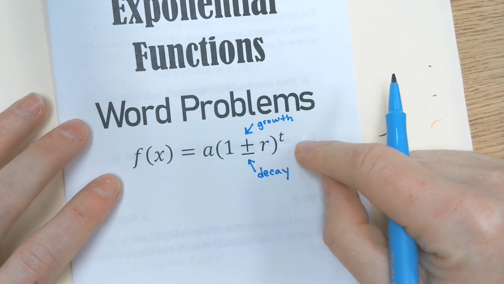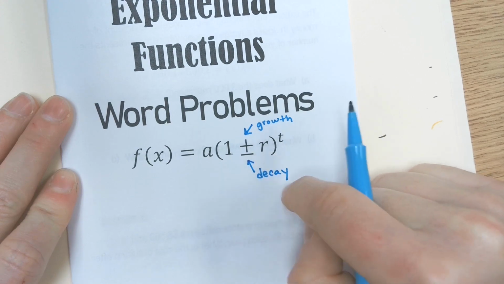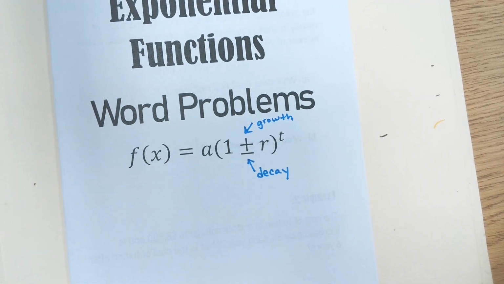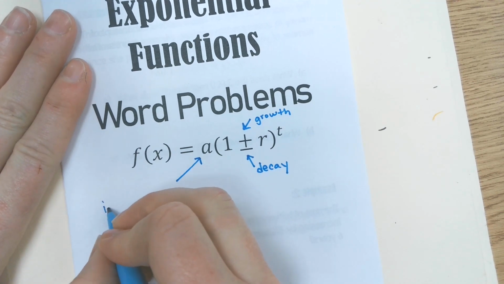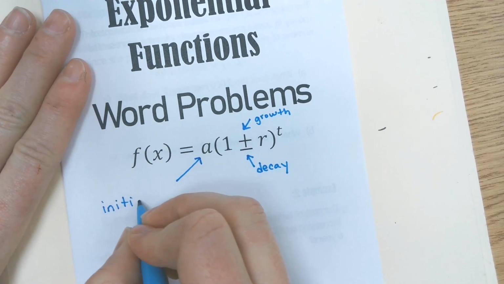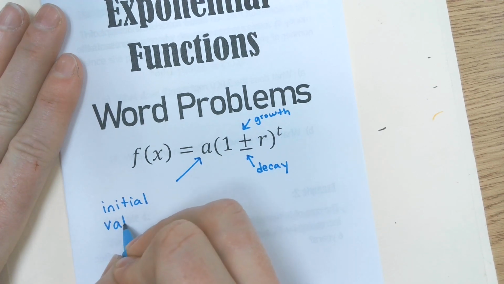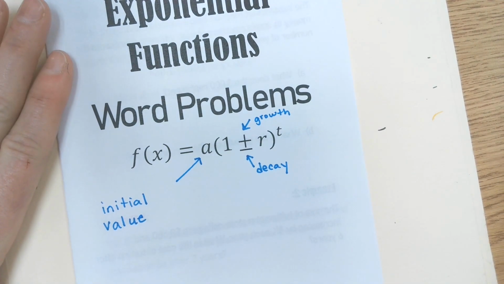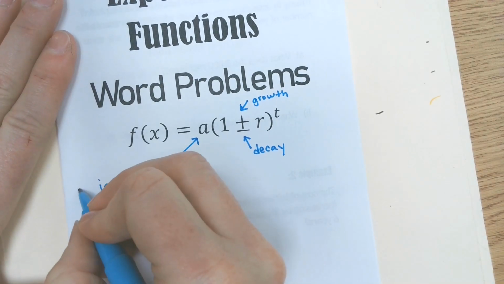So this is two problems in one. It's saying use plus for growth, use minus for decay. You can't use them both at the same time. A represents the initial amount, the initial value. That's A.